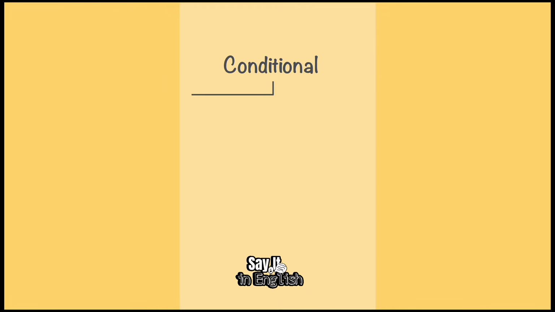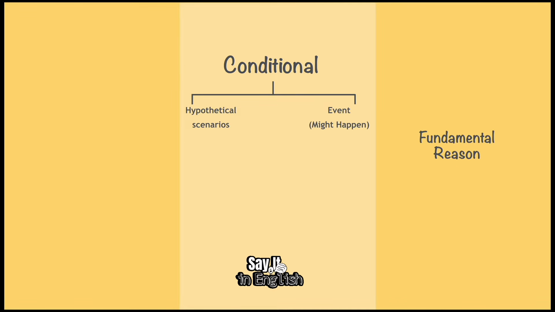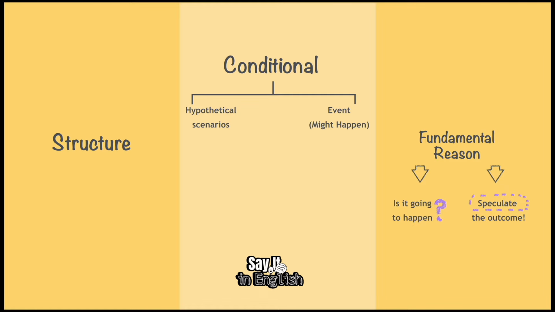We use the conditional mood for hypothetical scenarios, an event that might happen. When we are uncertain about whether something is going to happen, we speculate about the outcome. Conditional sentences are composed of two parts: the if clause that introduces the condition, and the main clause that explains the result or outcome if the condition is met.